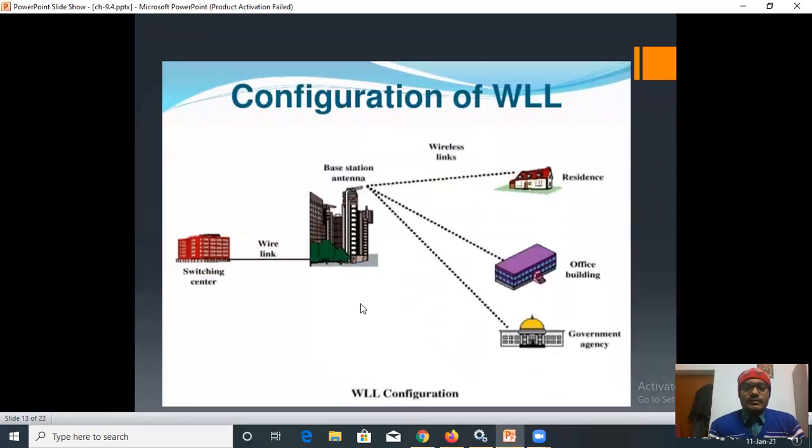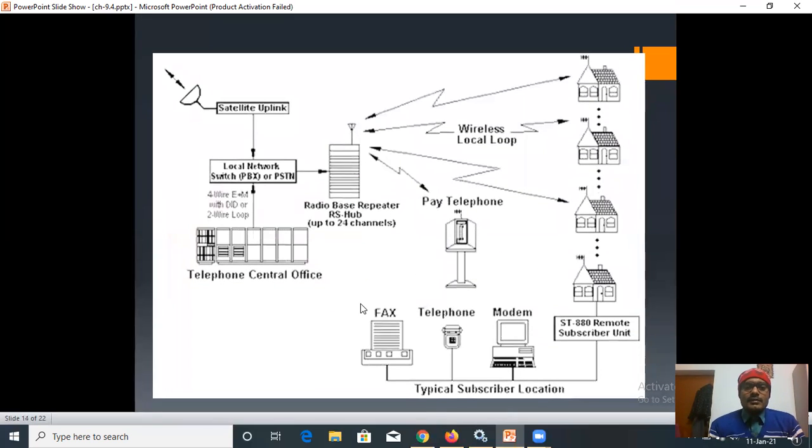Now coming to the last one, this is the picture of WLL, wireless in local loop, showing how the house antennas are connected to the base station, and how the base station is connected to the local network. This is the local network. It is ultimately connected to the satellite and telephone central office. So in this picture, you can see the architecture of all the things.